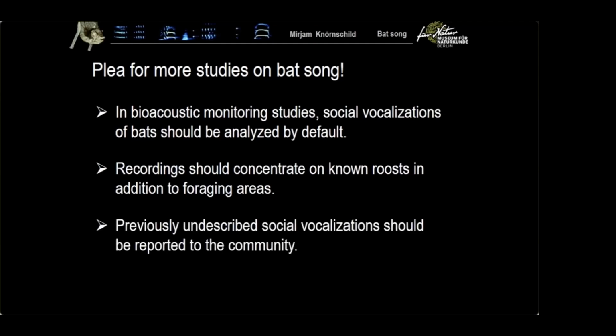And something else that I can only encourage everyone to do is, if you have any social vocalizations that haven't been described before, please, please, please report them to the community. I'm sure there is a ton of knowledge in the heads of bat experts everywhere in the world, but the research community at large cannot access that knowledge unless it's published in any form, as a short note, as an anecdotal observation, as a report, anything. But it would really be great if all this knowledge that is out there is put into writing so that people can access it.